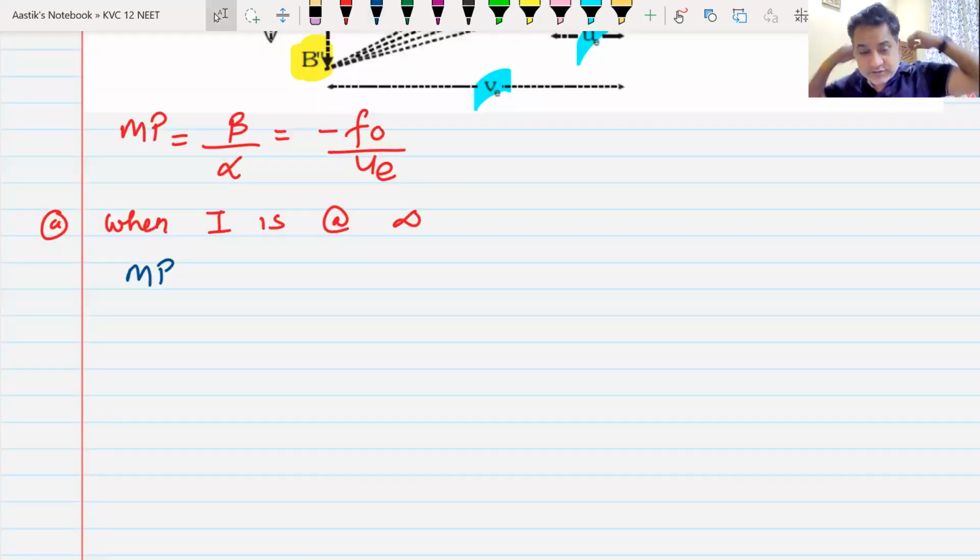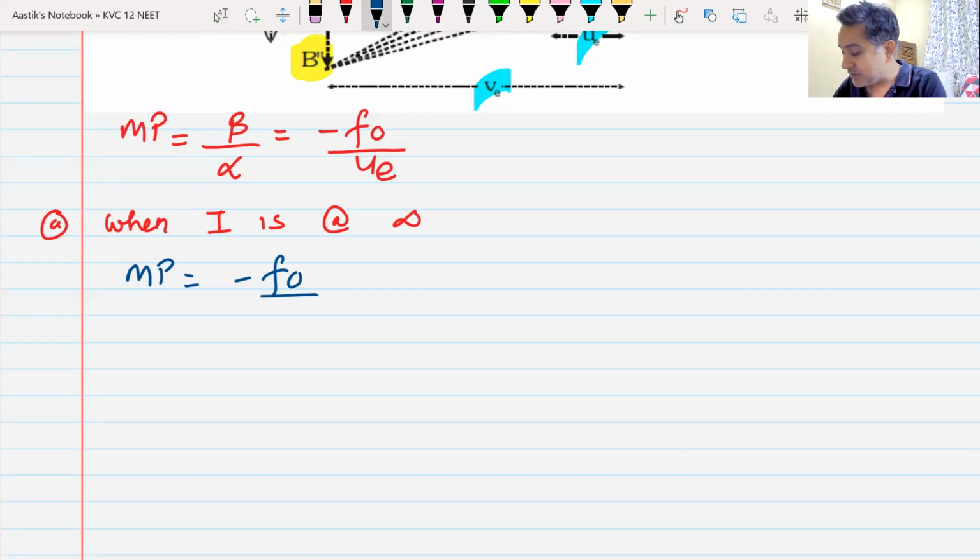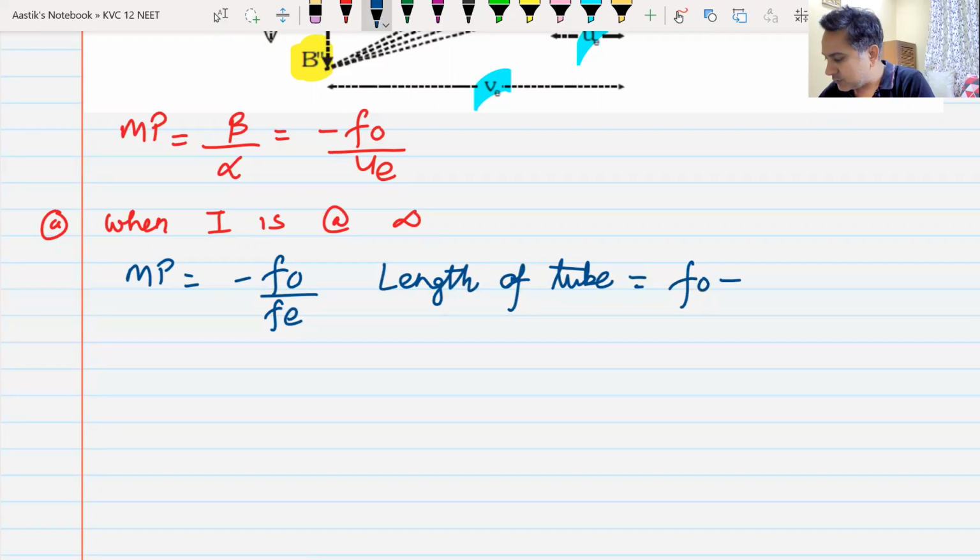Now have you noted it down? Yes, sir. In this case, the magnifying power will become minus F naught by Fe, with Fe in place of Ue. And the length of the tube will be F naught plus Fe. F naught always comes here because the first image is always formed at F naught. I hope you are understanding this.